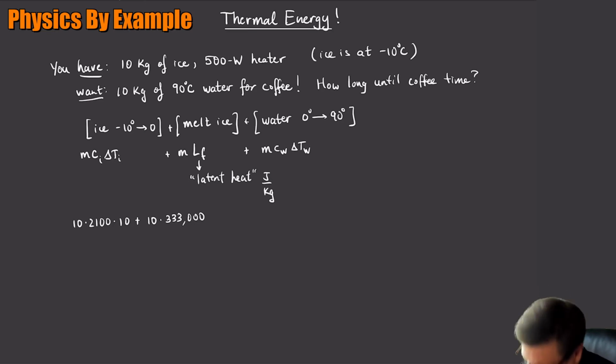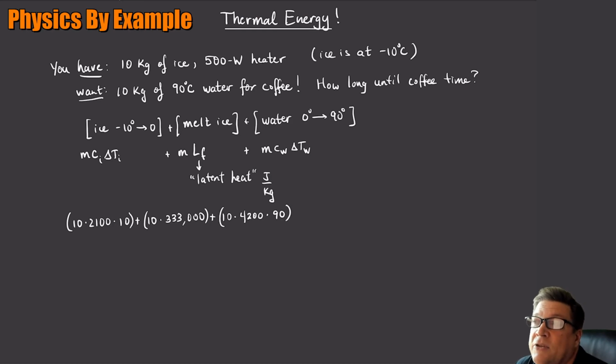Then I got to add in my last thing. Still the mass, 10 times the specific heat of water, which is like 4,200, times our temperature difference of 90. I mean, I could factor out that M to make it just a little bit easier. But I think it's important to keep all this stuff separate right here, just so you can see where all the little pieces are coming from. So it's a three-step process. There's three different places where you need to put energy in to get something to happen.